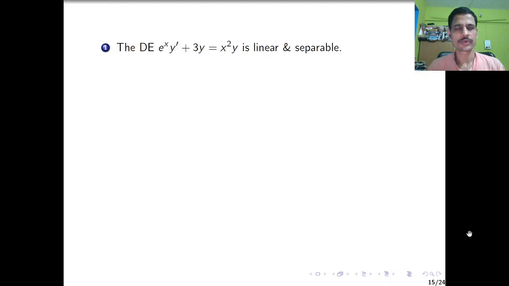Here are some questions with which you can check your understanding of the topics that you have learned till now. The first question is whether the given ODE is linear and separable. You can pause the video and try to answer this question.